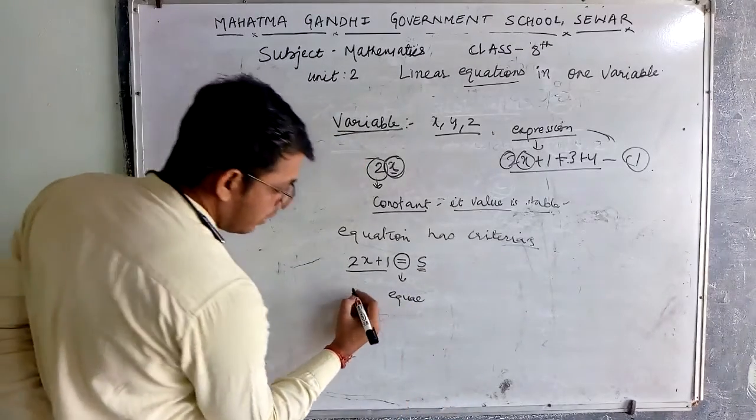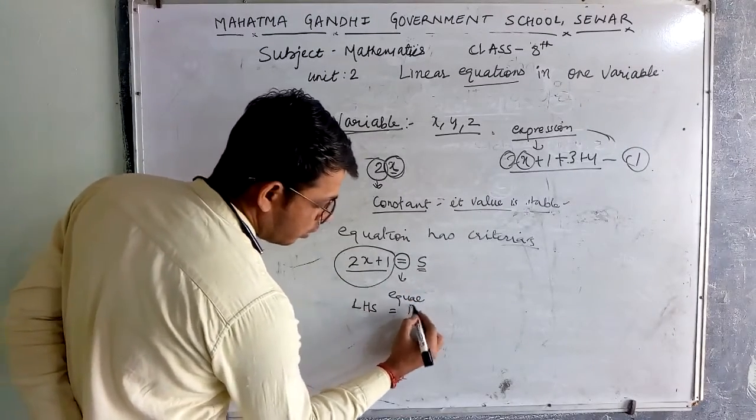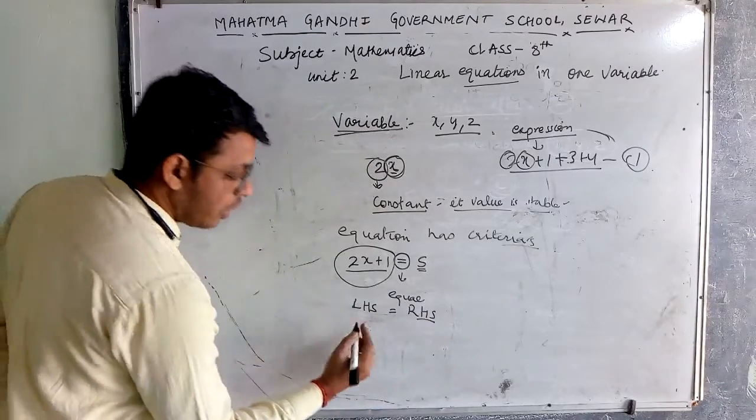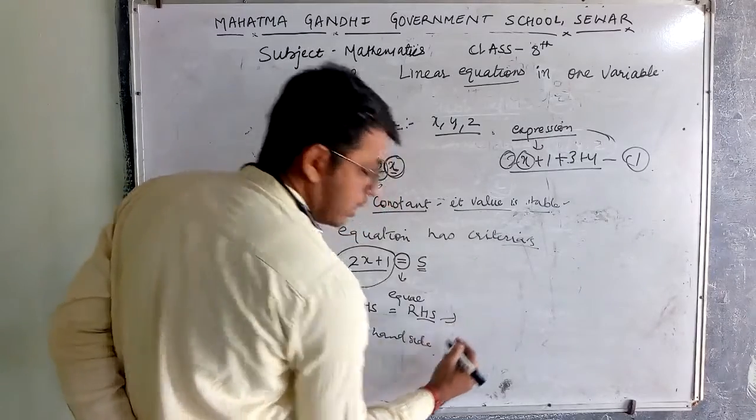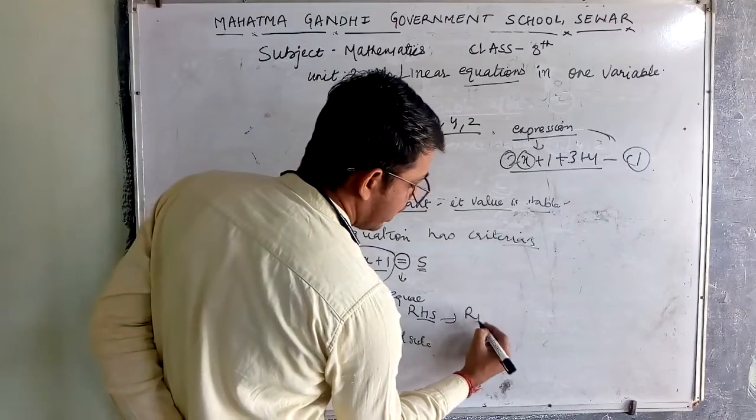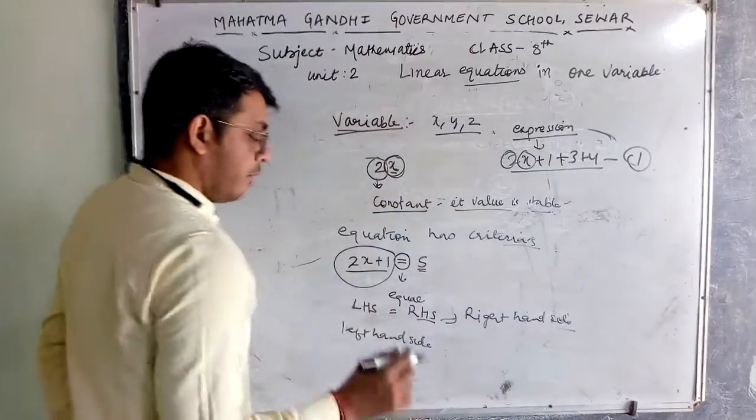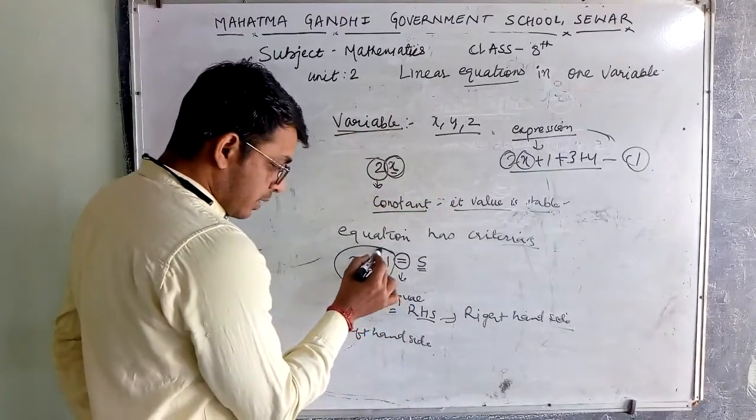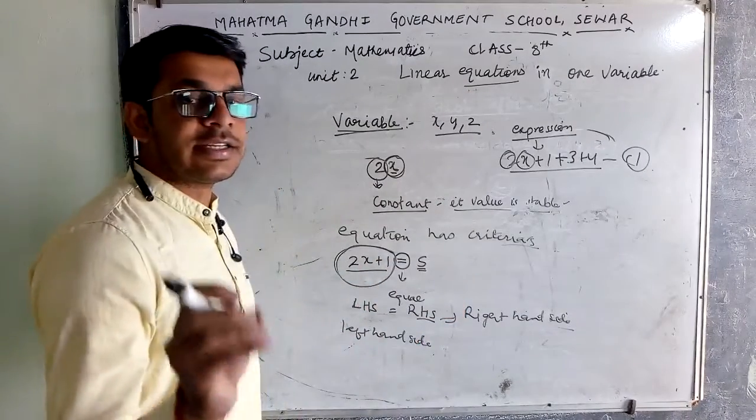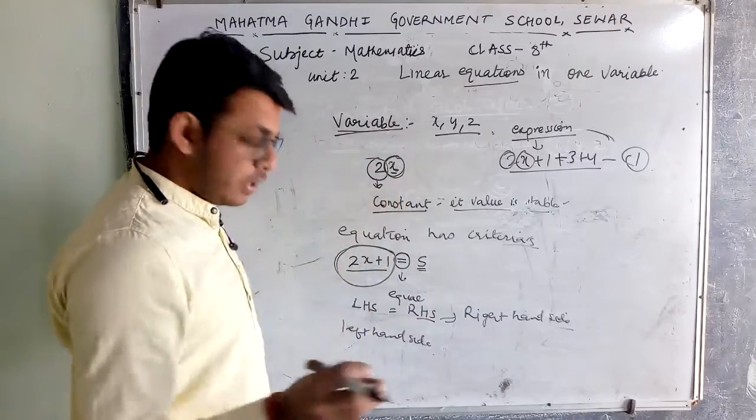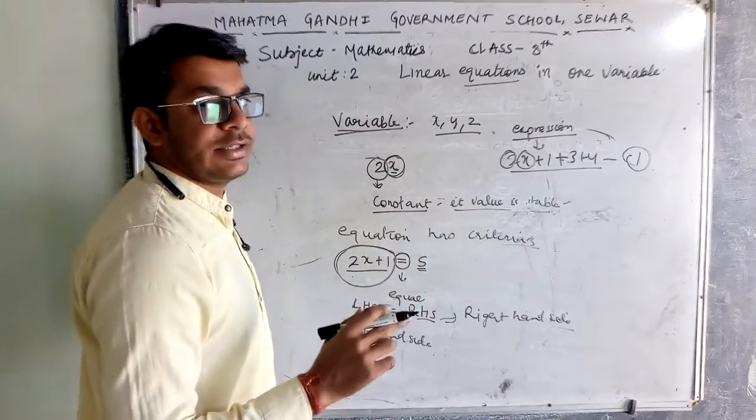Another thing, what is another thing? This part is called LHS is equal to RHS. LHS stands for left hand side and RHS stands for right hand side. In the equation, the left hand side part is equal to the right hand side. It signifies that the equation is true if RHS equals LHS.